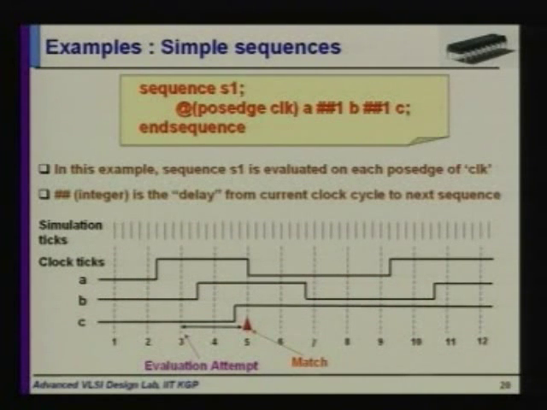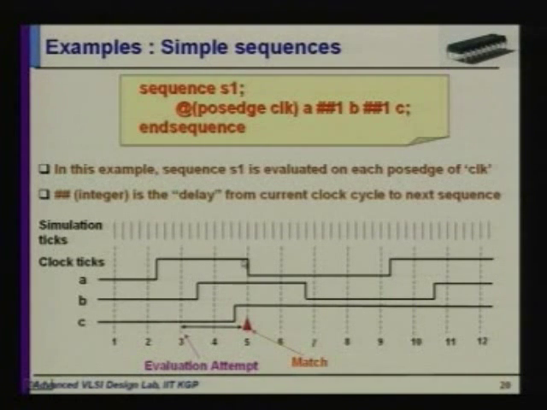Let us take this example. Sequence S1 at posedge clk: A ##1 B ##1 C, end sequence. This is a sequence. At posedge clk means we want to validate this sequence at every positive edge of the clock. ##1 specifies the delay. So the evaluation attempt will start when A is 1. Look at this timing diagram below. The evaluation attempt starts at cycle 3, where A is 1. This is the first clock tick where A is 1. It will try to find whether in the next cycle B is 1 or not.